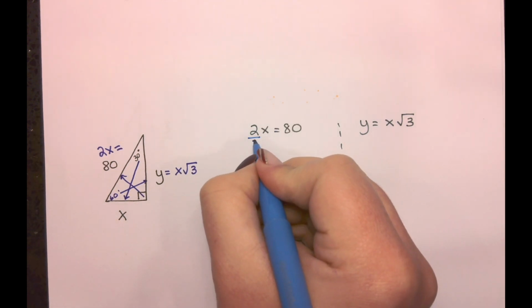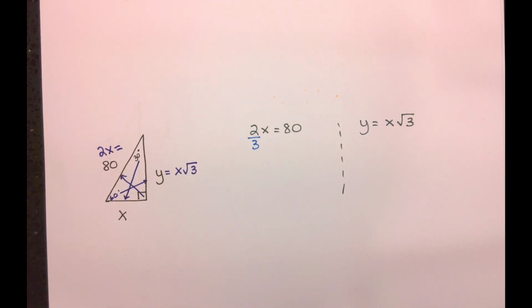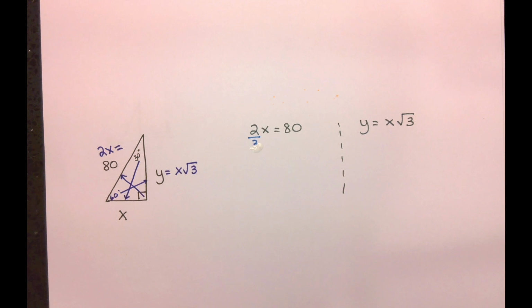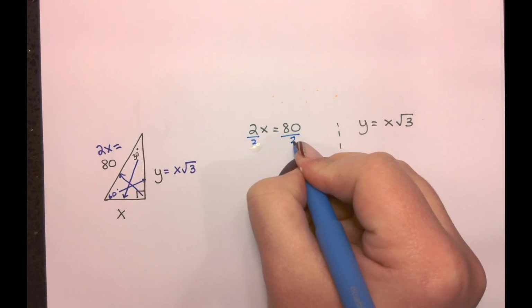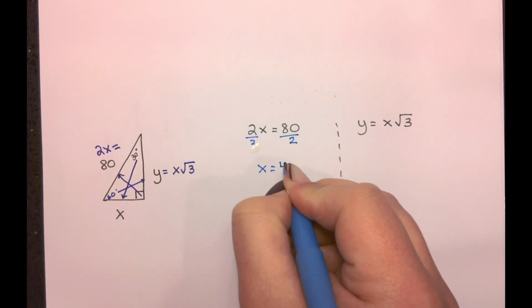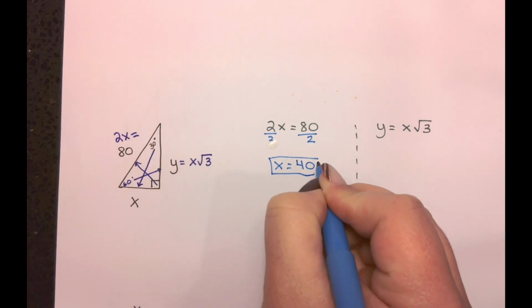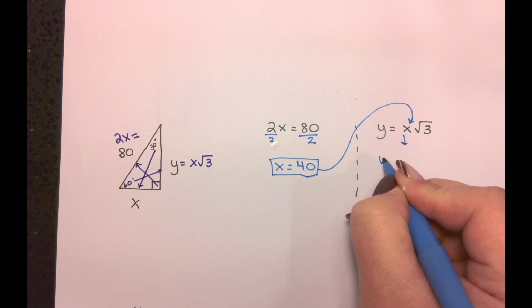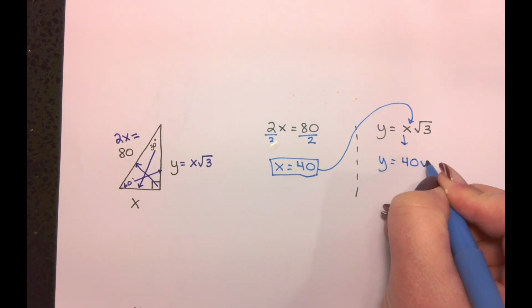Again, could be worse. Oops, I'm not sure why I divided by 3. It should be division by 2. That was weird. See, can I save it? Kind of. There it is. That's a 2. So you have x is equal to 40. Bring that x right over here. So you have y is equal to 40 root 3.